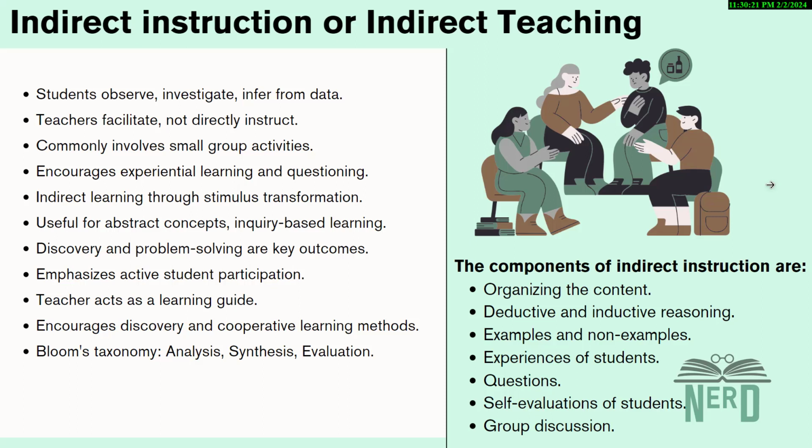So in indirect instruction, teachers organize the content in a way that prompts students to use deductive reasoning, general to specific, which we talked about in research aptitude, and inductive reasoning, where we observe and come up with something specific to general. They present examples and non-examples, drawing on students' experiences, and encourage them to ask questions and evaluate themselves. It's a dynamic, interactive way of learning that engages students on multiple levels, right?